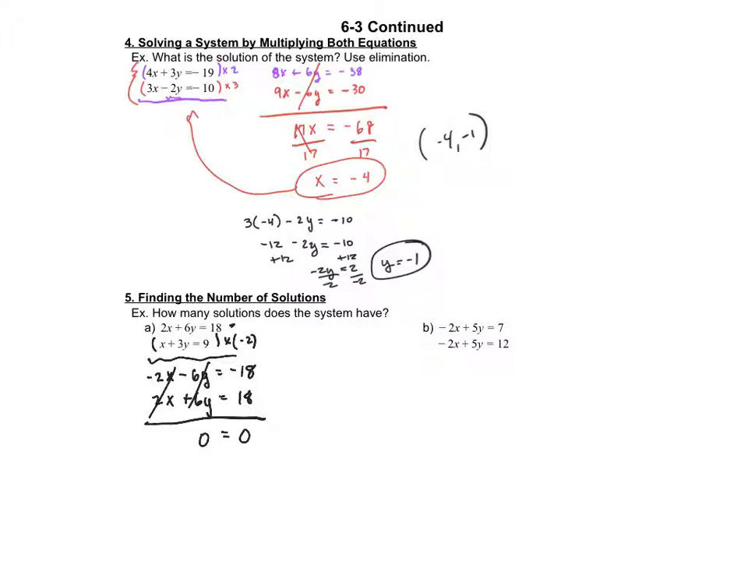And 0 equal to 0 is an identity, which is a true statement. If it's a true statement, then we are going to have infinitely many solutions. So that's infinite. Those two equations are identical. Infinitely many solutions.